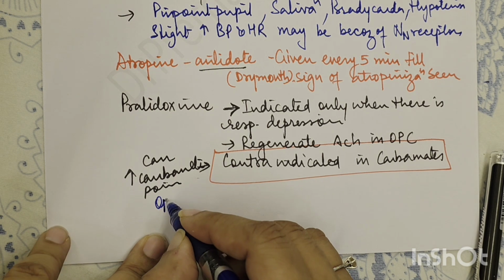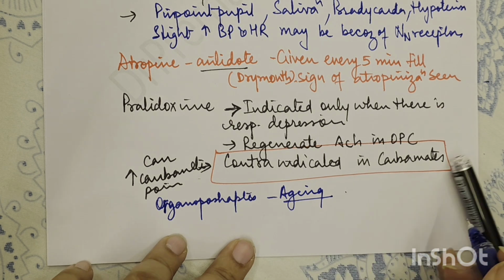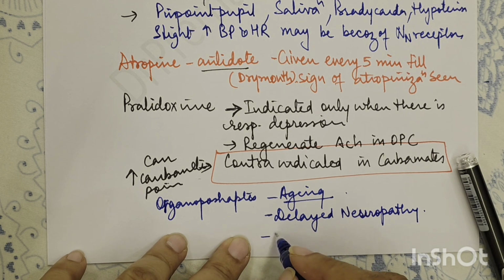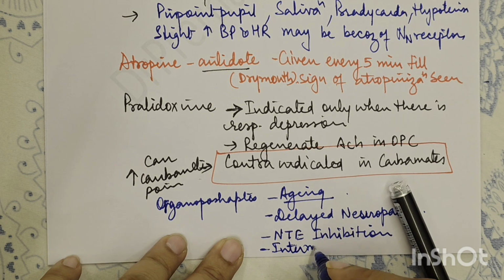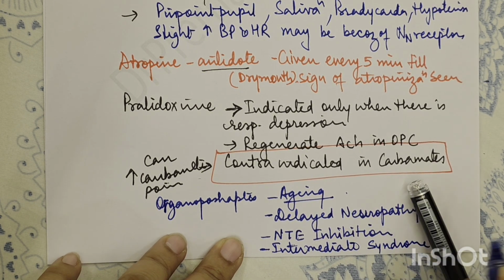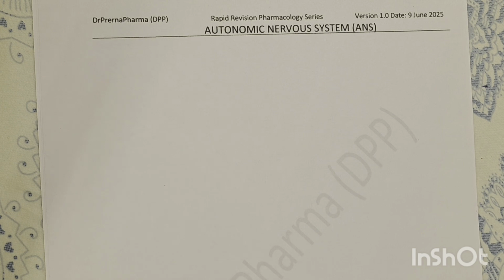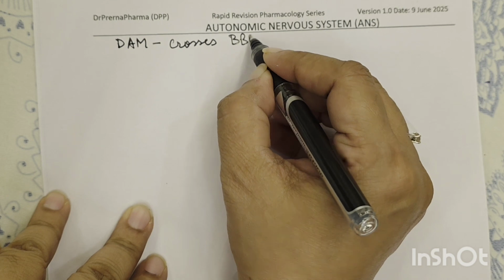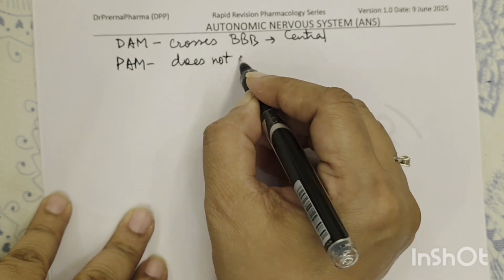Then there is something about organophosphates. They undergo aging also, because with time there's a loss of alkyl group, and this can result in a delayed neuropathy because of demyelination, I'll say, and also NTE inhibition, that is neuropathy target esterase inhibition, and they also produce an intermediate syndrome. Okay, so this is the action of organophosphates. Fine. Coming to the oximes में ही एक चीज और थी, that DAM, it can cross the blood-brain barrier also and can cause central effects also. That is diacetyl monoxime, and pralidoxime, which is called as PAM, it does not cross blood-brain barrier.